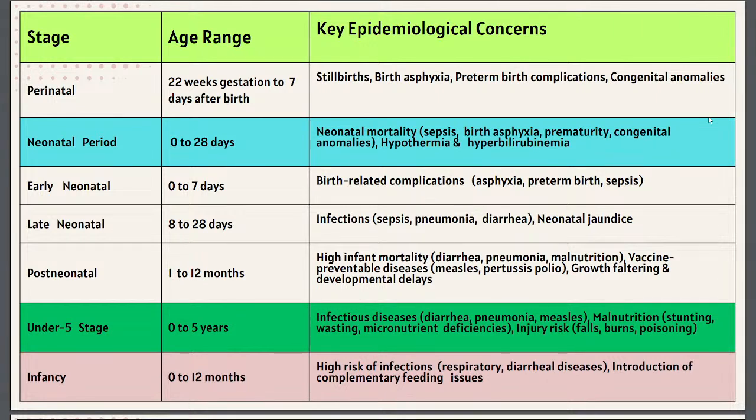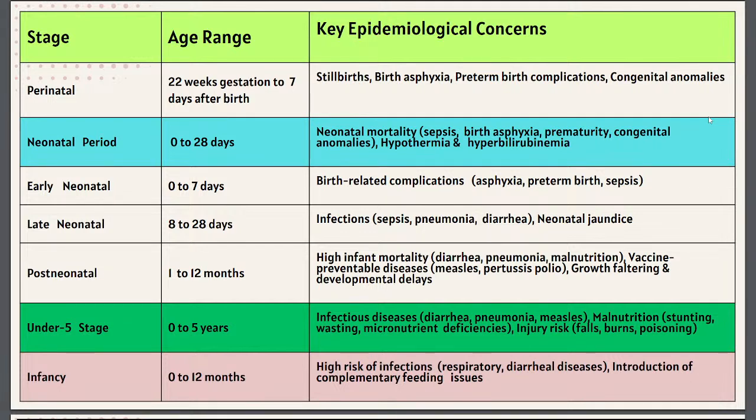Then birth asphyxia, if the child is not able to breathe when the child is born. Preterm birth complications and congenital liability. So, these are the things that might happen around the time of birth and before the child is born, which might determine the health of that particular baby. The second is the neonatal period, that is from the birth, once the child is born, till the age of 28 days, that is known as the neonatal period.